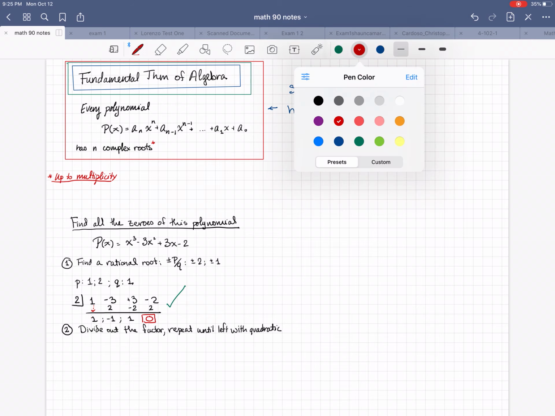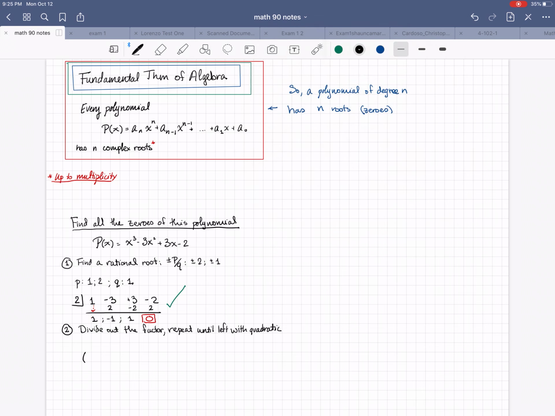So I'm actually going to go ahead and write here at the bottom that my polynomial p of x that I started with is x minus 2 times x squared minus x plus 1. So you see how here I said divide out the factor, repeat until left with quadratic. Well, I'm already left with a quadratic, so I don't have to divide out any further. But if this had been a degree 4 polynomial, I would have had to do one more round.